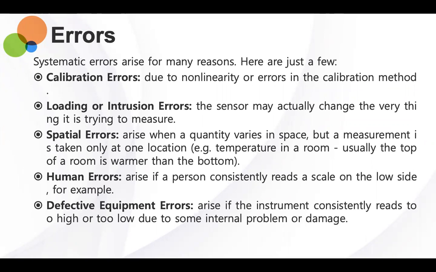All right. So systematic errors arise for many reasons. Here are just a few. So we have calibration errors, due to non-linearity or errors in the calibration method, right? So we haven't calibrated our devices before we start to use them. Say we're taking the mass and we didn't zero the top pan balance. We didn't ensure that it's at zero with nothing placed on it. Then all our readings would be off. So we would fail in our calibration method and we get a lot of errors.